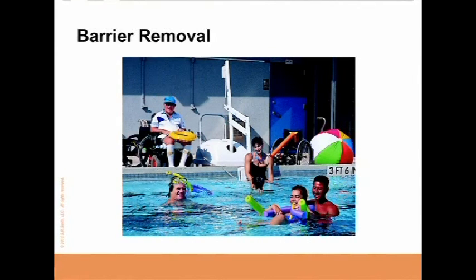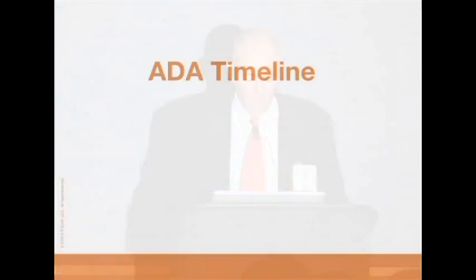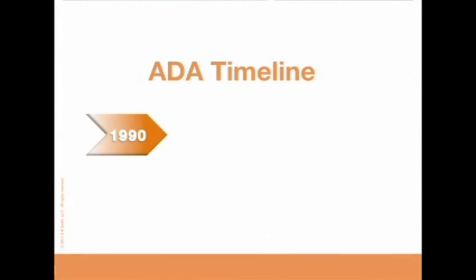So what is the ADA? ADA is an acronym for the Americans with Disabilities Act, which is a wide-ranging civil rights legislation that prohibits discrimination based on disability. The original act was signed into law by President George H.W. Bush on July 26 of 1990. This passage was the result of over 20 years of discussions within Congress on how best to provide that level playing field for people with disabilities.